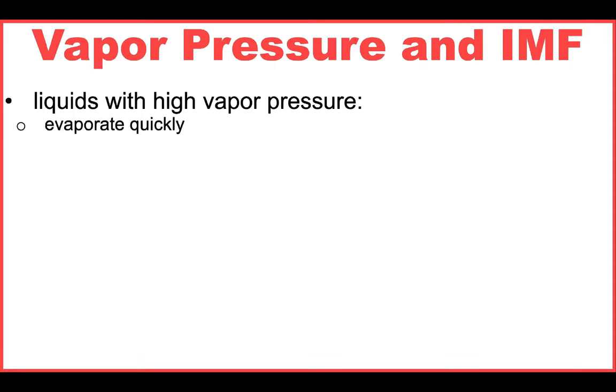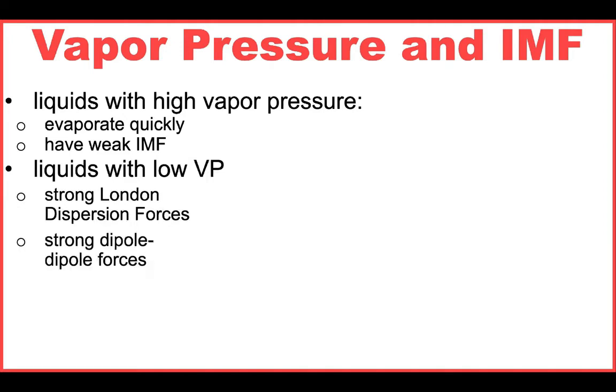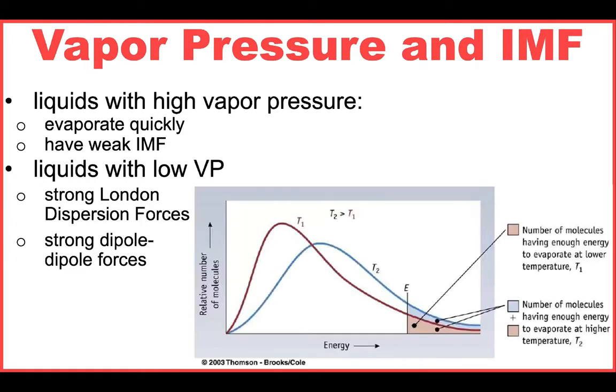They evaporate quickly and have weaker IMF. Now, liquids with low vapor pressure have strong London dispersion forces and strong dipole-dipole forces. As you can see in the graph here, at higher temperature, more molecules have enough energy, therefore they have higher vapor pressure. Okay, so let's discuss this more.